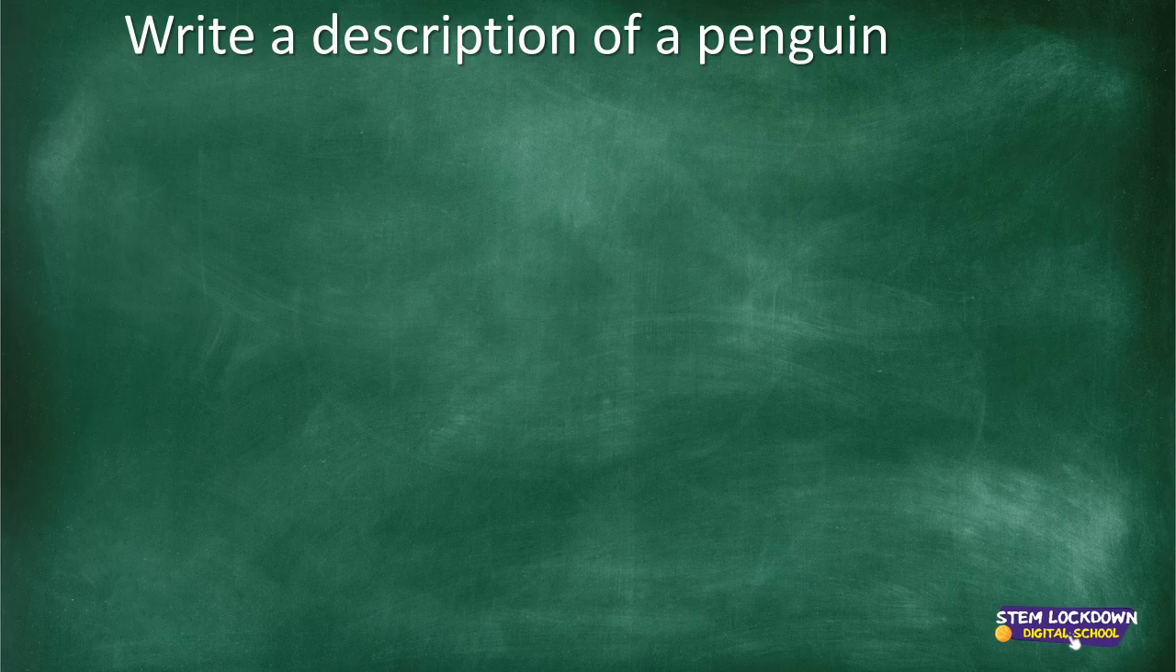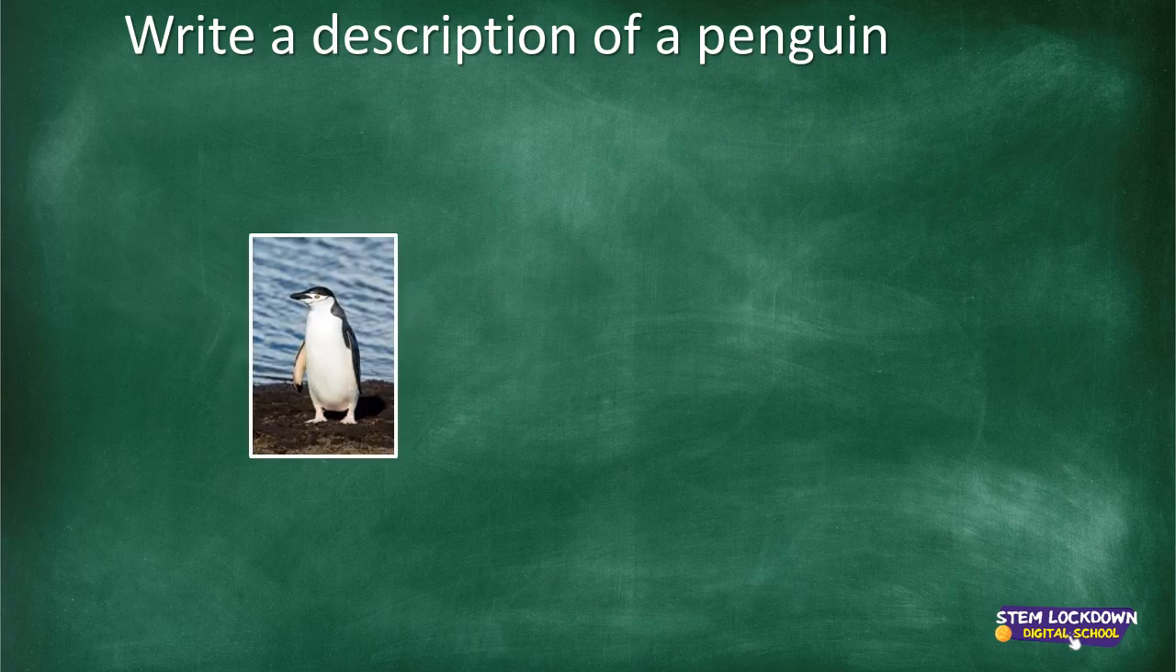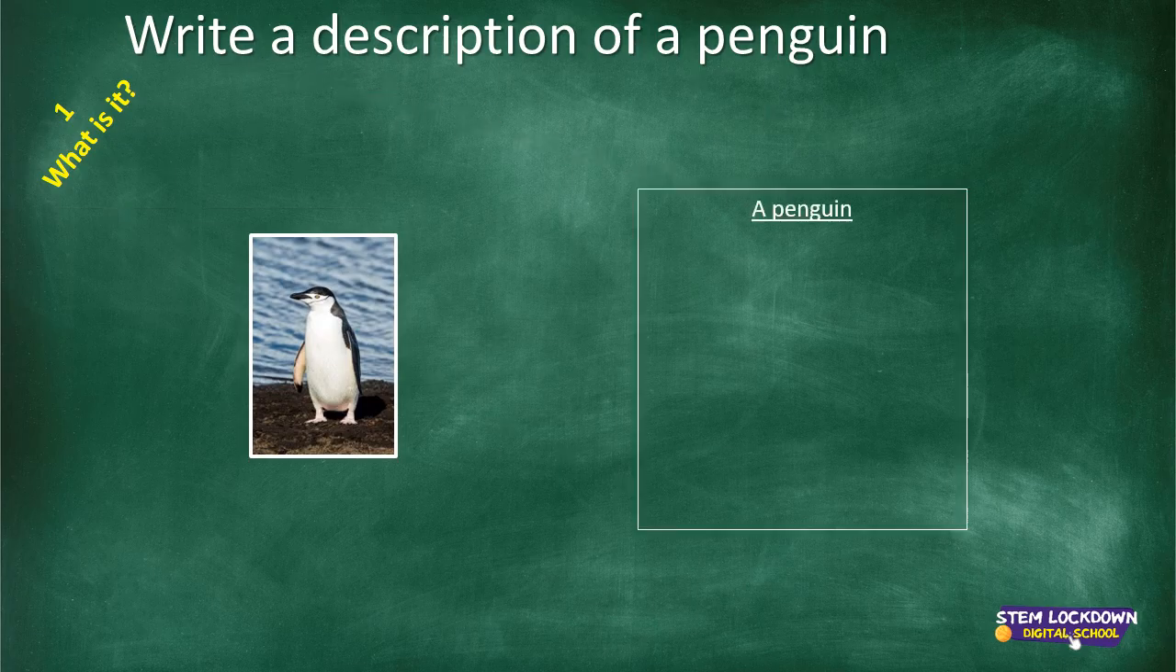Let's write a description together. We'll write a description of a penguin because you learned a lot about penguins in our last lesson. So, have you got your pen and your book ready? We'll do this together, and I want you to follow my instructions and write down what I show you. So, we're going to write about a penguin. Number 1 says, what is it? So put the heading, a penguin, on your page. Have you got that?